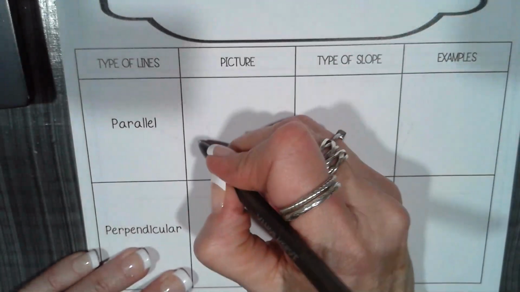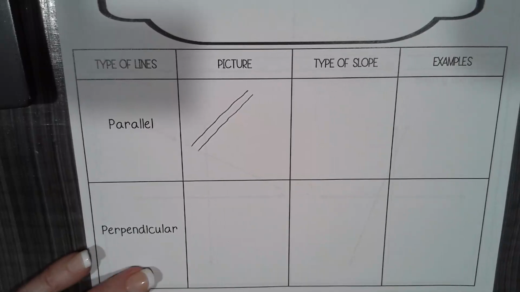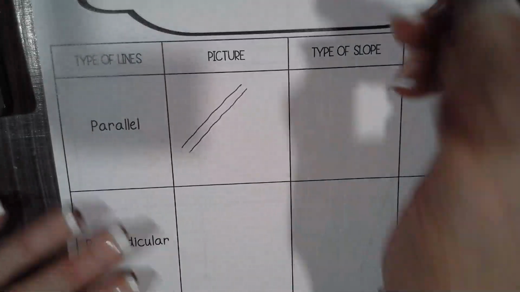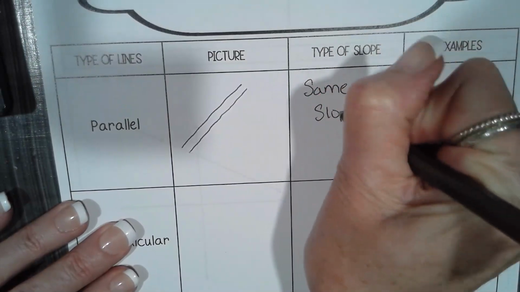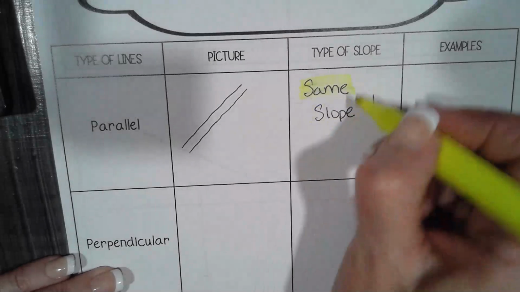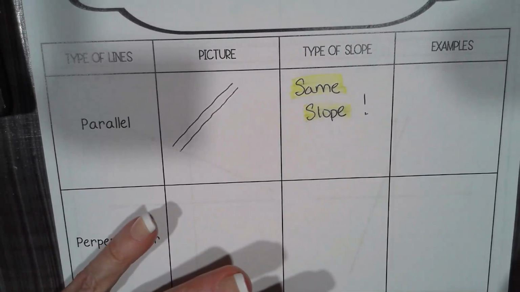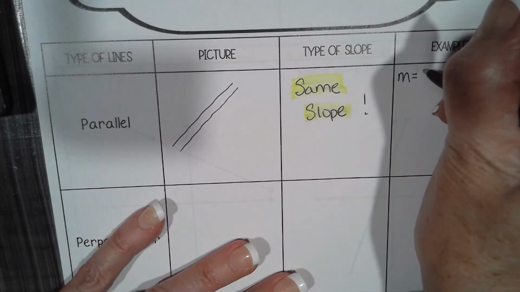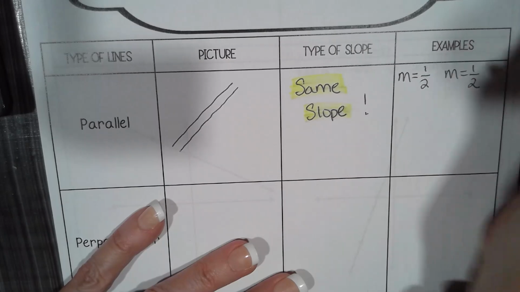Parallel lines never intersect. Parallel lines never intersect. They have the same slope. Parallel lines have the same slope. So an example might be a slope of 1/2 and a slope of 1/2.